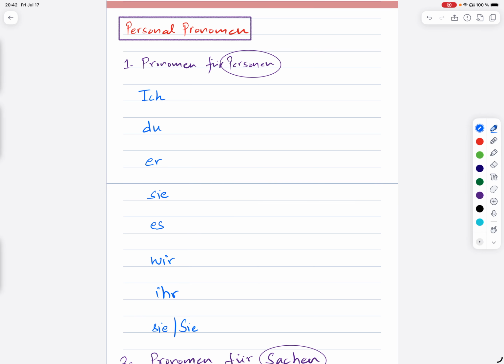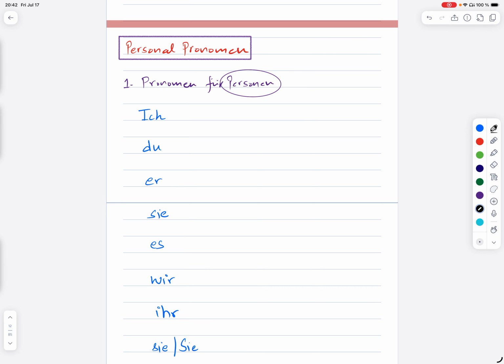Hello everyone. So today we will look at the concept of personal pronomen in German. Personal pronomen in English is called personal pronoun, and this we will look at in the nominative case.